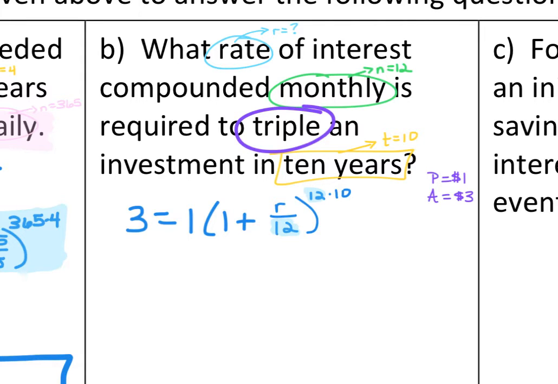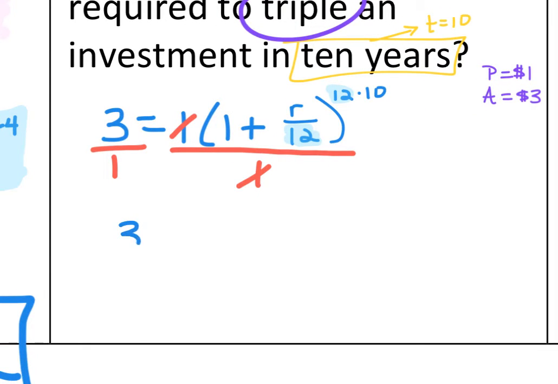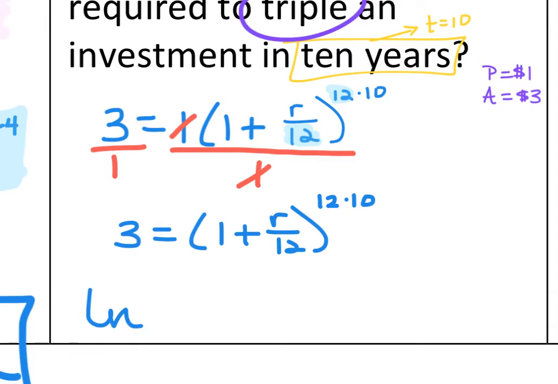The first thing that I want to do is to get rid of that 1. And so I'm going to divide. Oh, I don't really need to do that because it's just 3. So 3 equals 1 plus r over 12 to the 12 times 10 power. Now watch this. ln of 3. Because I have to extract that r from those parentheses, and with the exponent, I just can't subtract something to get it by itself. So I need to deal with the exponent.